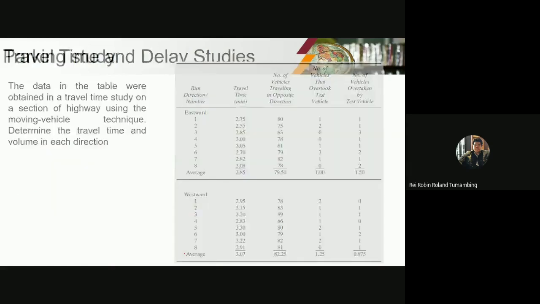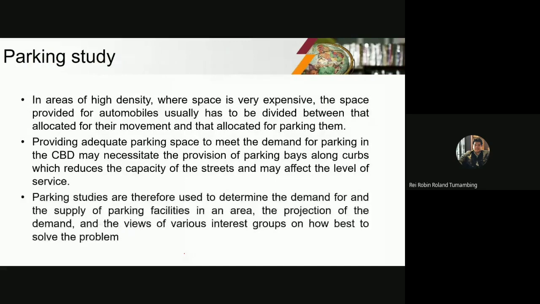Okay? So next is the parking studies. In areas of high density where space is very expensive, the space provided for automobiles usually has to be divided between that allocated for their movement and allocated for parking them. Providing adequate parking space to meet the demand for parking in the central business district may necessitate the provision of parking bays along the curbs, which reduces the capacity of the streets and may affect the level of service.